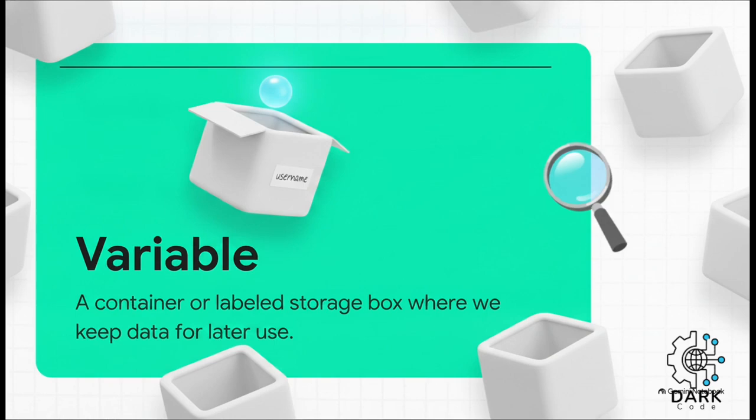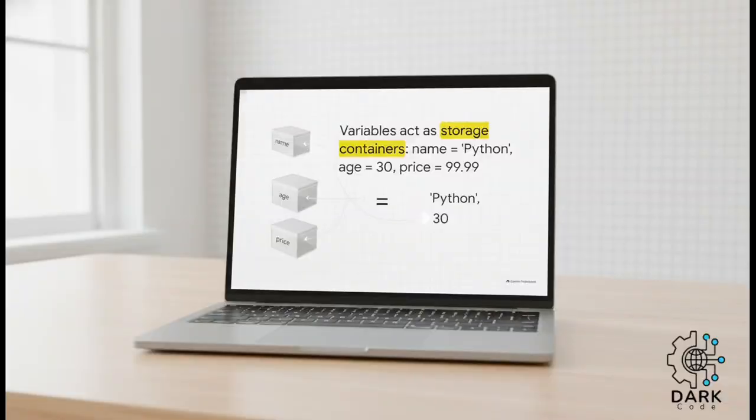The solution to that memory problem is actually incredibly elegant. It's called a variable. Now, what is that? Simply put, a variable is just a container. Think of it as a labeled storage box where we keep data for later use. It's exactly like packing up your room. When you want the computer to remember something, you drop your piece of information inside a box and you slap a label on the outside. That label, that's your variable. It totally bridges the gap between this abstract idea of computer memory and the very real physical act of organizing things into labeled bins.